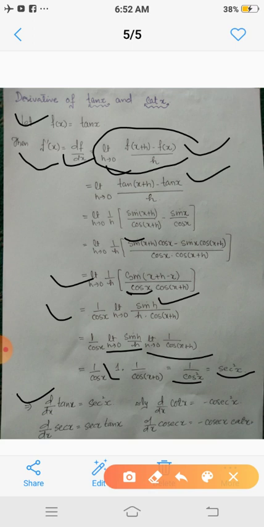Similarly, in the same way, we can prove that the derivative of cot x is minus cosec square x, the derivative of sec x is sec x tan x, and the derivative of cosec x is minus cosec x cot x. So in this way you can find or use the derivatives of these six main trigonometric functions.